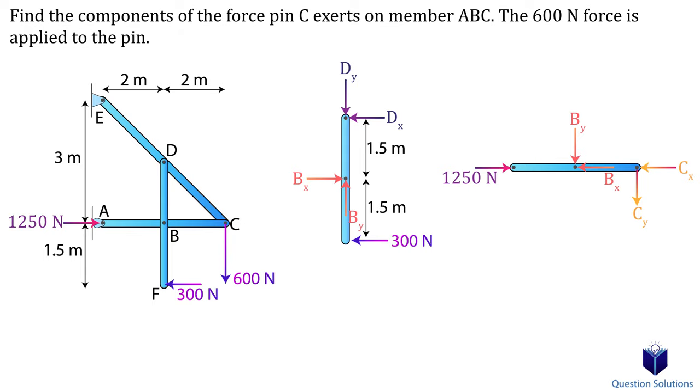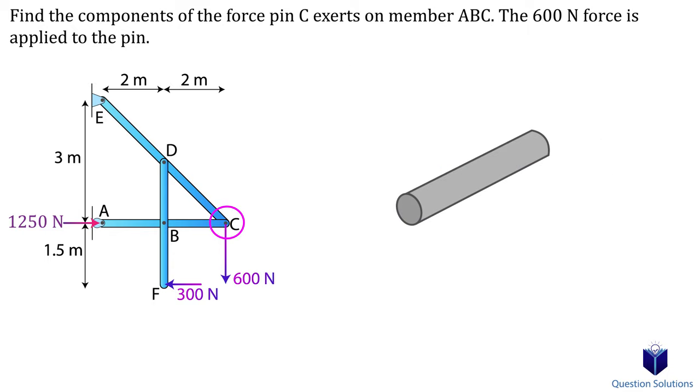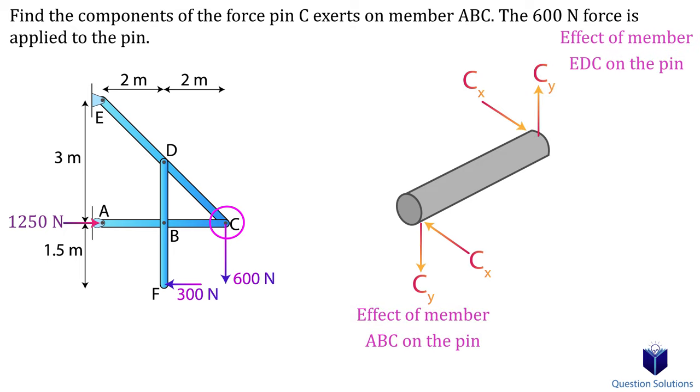However, we do not include the 600 Newton force. To understand why, let me draw just the pin and show the forces being applied to it. Here, this is the effect of member ABC on the pin, and this is the effect of member EDC on the pin. Notice how the 600 Newton force is now an internal force applied to the pin.